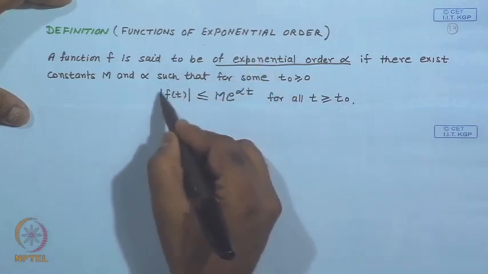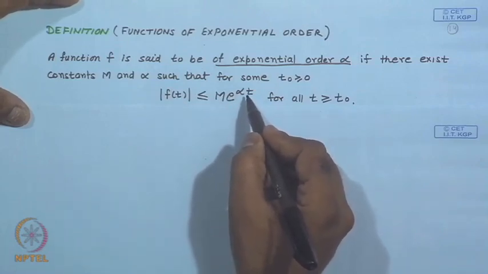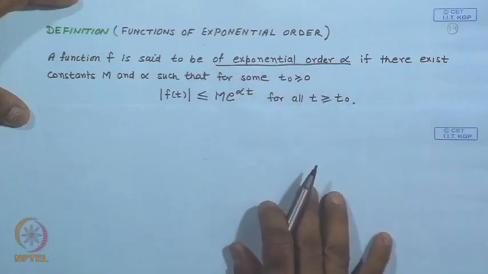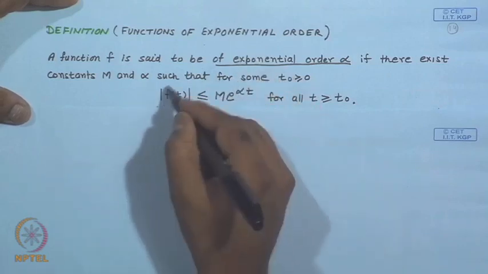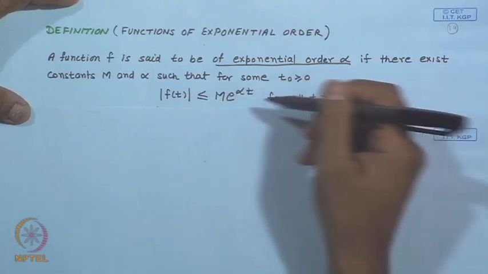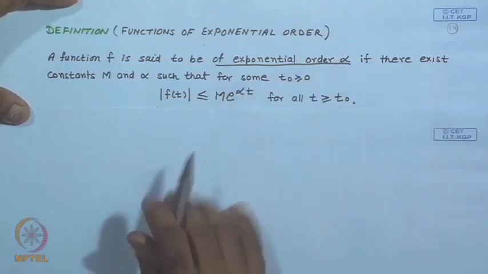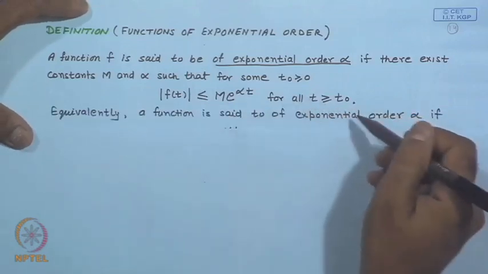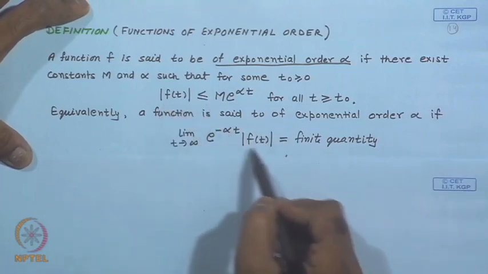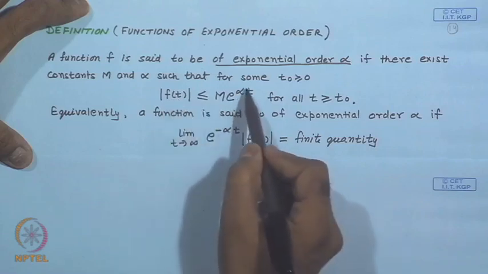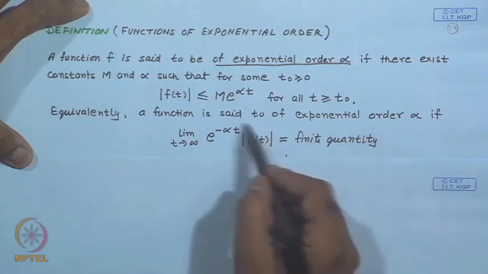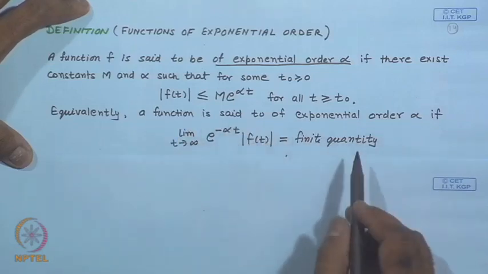So basically the growth of the function is bounded by the exponential function with this exponent alpha, and then we call the function of exponential order. In practice, it is difficult to check this inequality for deciding whether the function is of exponential order or not. So for that we have an alternative definition. A function is said to be of exponential order alpha if the limit as t tends to infinity of the absolute value of f(t) times e to the power minus alpha t exists, of course as a finite quantity, then we say that the function is of exponential order.